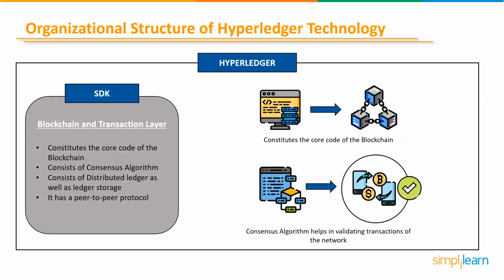SDKs or software development kits include blockchain and transaction layer, which constitutes the core code of the blockchain. It consists of the consensus algorithm, which helps to make the final decision on the validation of every transaction. It also consists of distributed ledger as well as ledger storage, which contains all details regarding the transactions made and also the lastly known status of each transaction. It has a peer-to-peer protocol used to communicate between the nodes on the network.